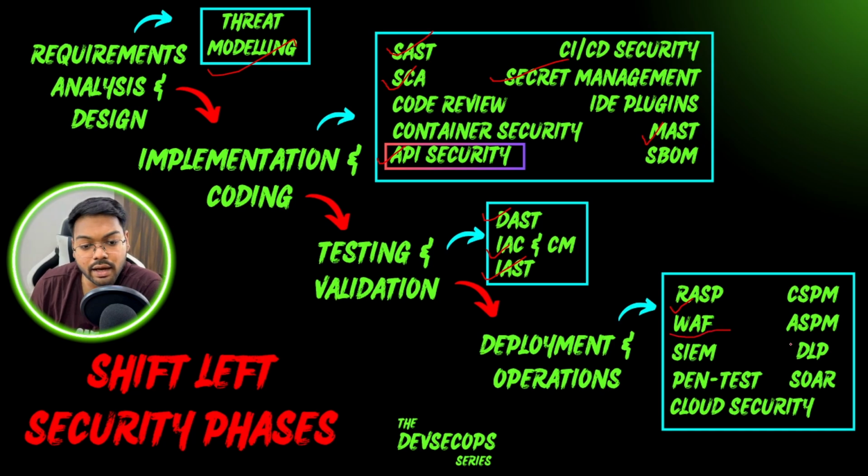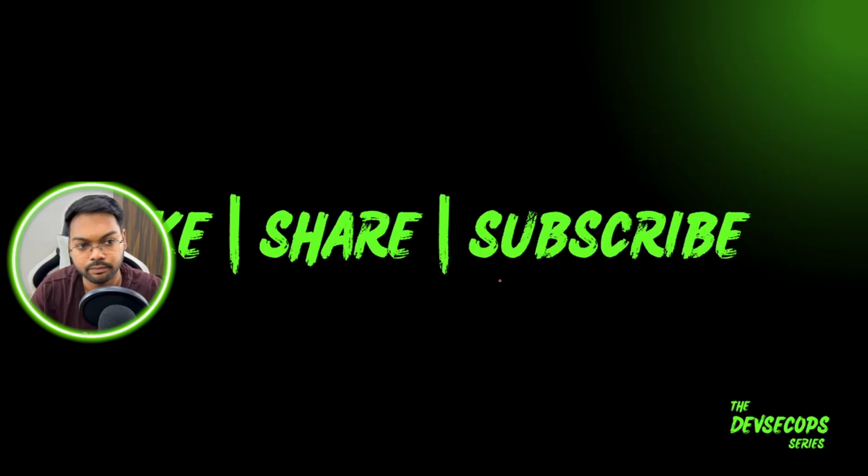I added a few more topics to it, as you can see over here: DLP, which is data loss prevention, ASPM, which is application security posture management, CSPM, which is cloud security posture management, and SOAR, which is security orchestration, automation, and response. CM is, I think, already added. Then pen test and cloud security. So these are the different things we would be learning about in our upcoming videos.